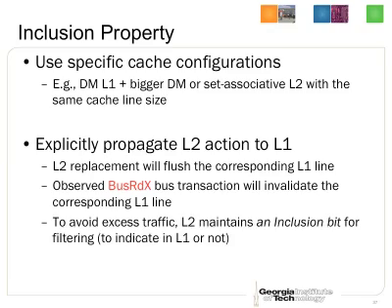The other option is to explicitly propagate level 2 actions to level 1. When we replace a level 2 cache line, we will flush the corresponding level 1 cache line. And whenever we see a bus read exclusive at the level 2 cache, we will propagate that to the corresponding level 1 line by invalidating the copy. And to avoid excessive traffic, we can maintain some status, for example, an inclusion bit, to filter whether we need to invalidate the cache line in level 1 or not.